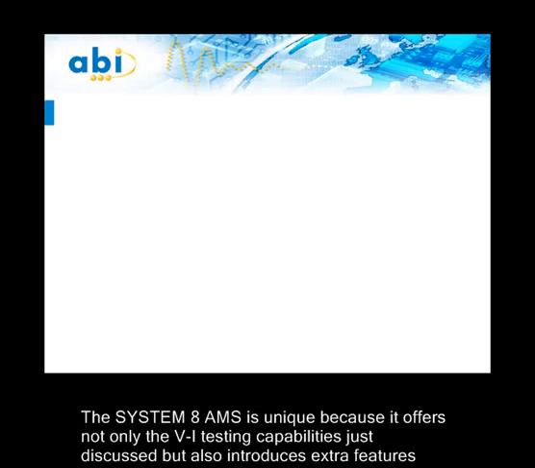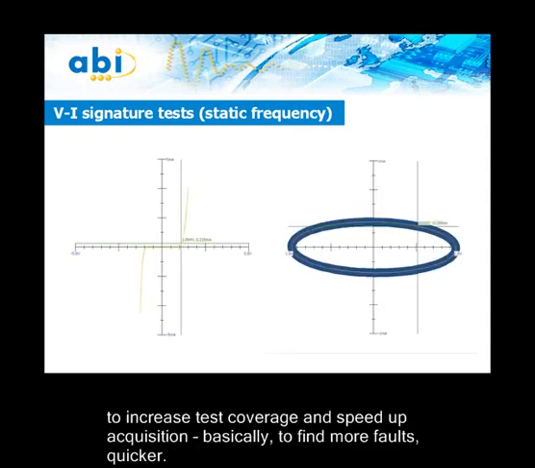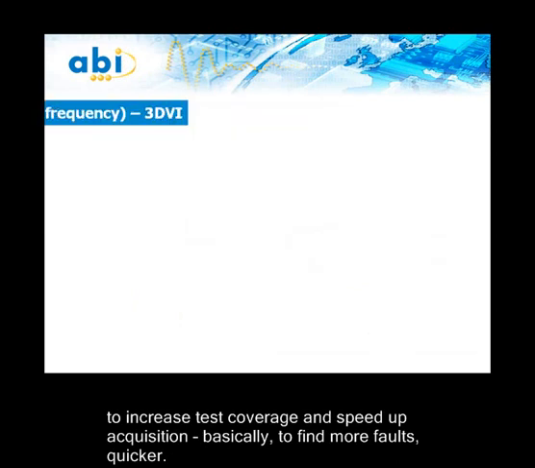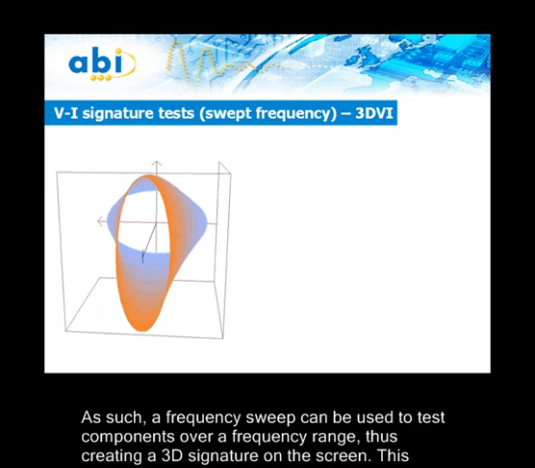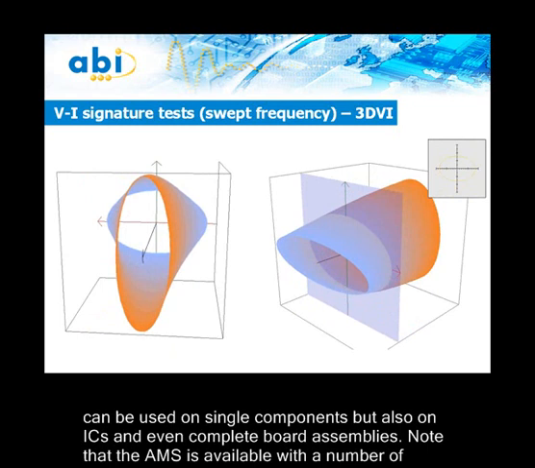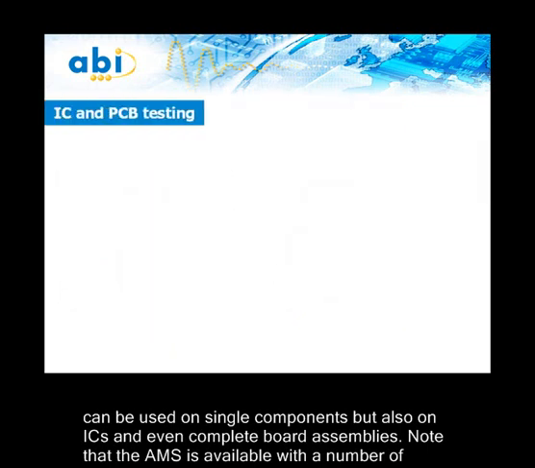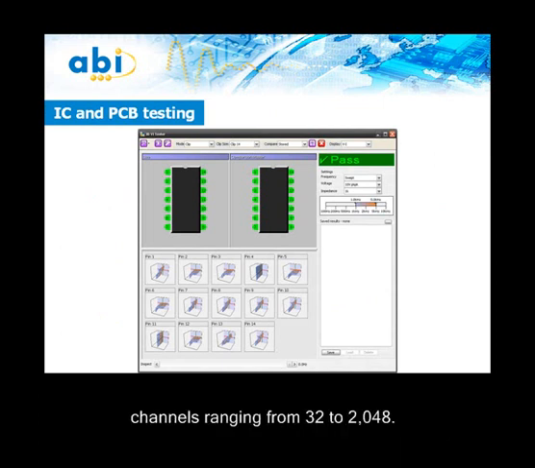The System8 AMS is unique because it offers not only the VI testing capabilities just discussed, but also introduces extra features to increase test coverage and speed up acquisition, basically to find more faults quicker. As such, a frequency sweep can be used to test components over a frequency range, thus creating a 3D signature on the screen. This can be used on single components but also on ICs and even complete board assemblies. Note that the AMS is available with a number of channels ranging from 32 to 2048.